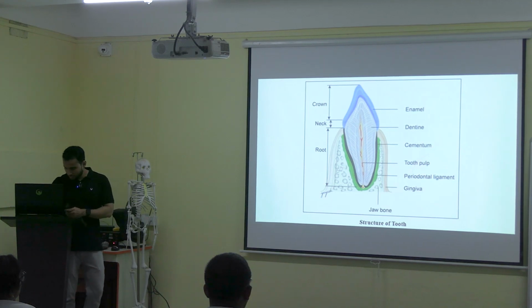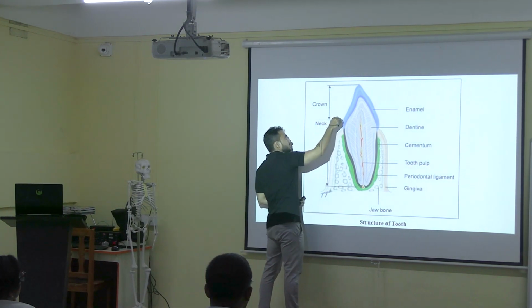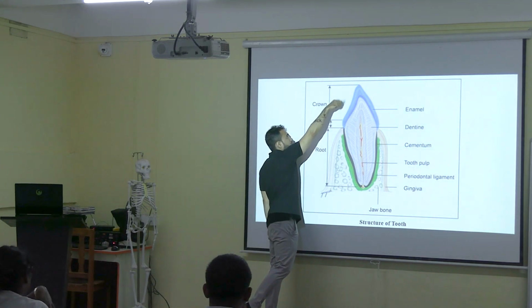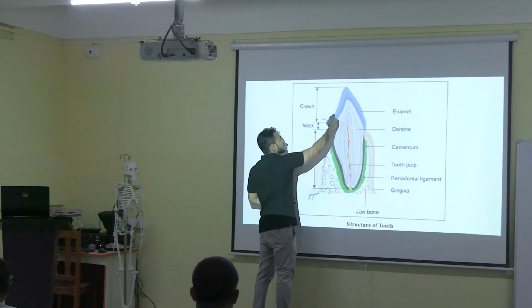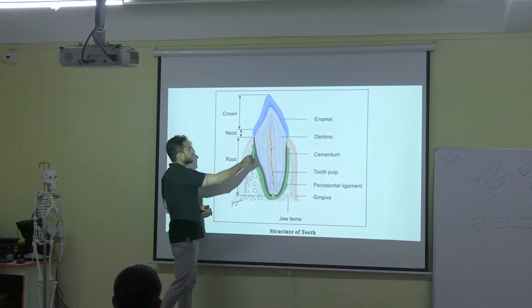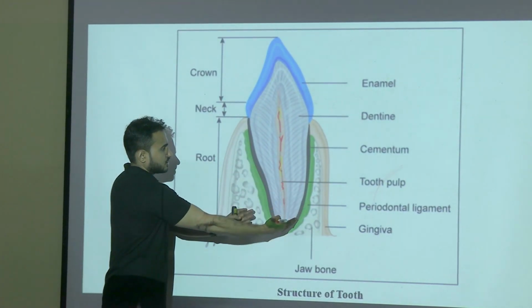Now in the teeth, this particular part can be seen. Whenever you open your mouth, this part can be seen. So this is the crown part. Okay, now this crown part is covered by this enamel. Okay, now deep to that you can see the dentine is present. Okay, now this is the attached part of the tooth.